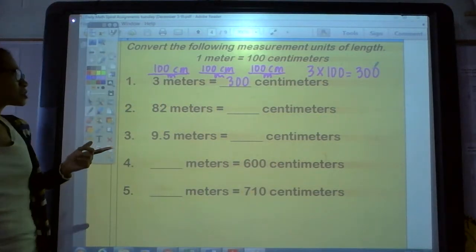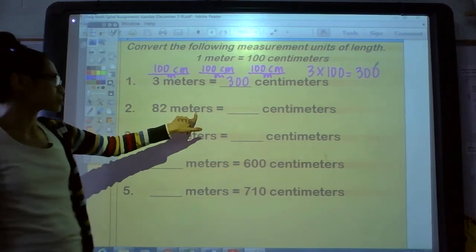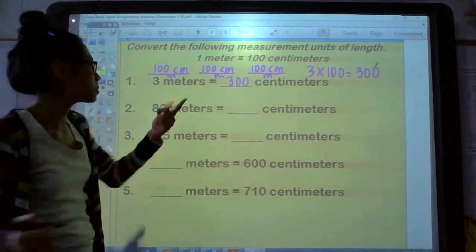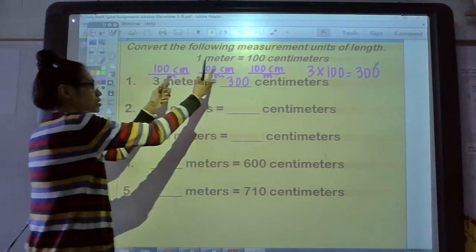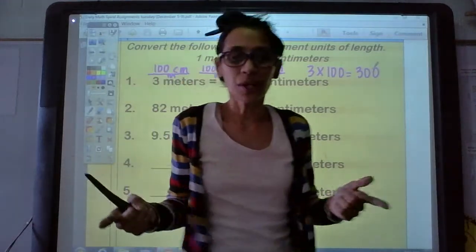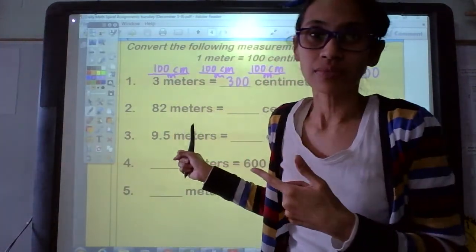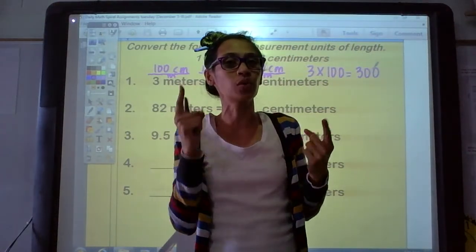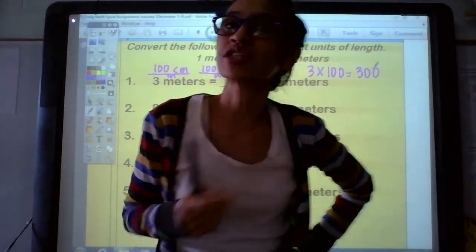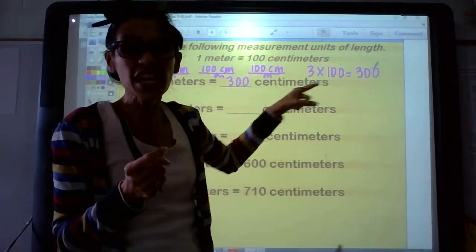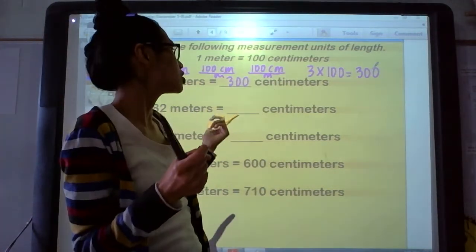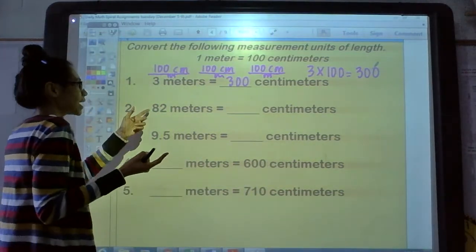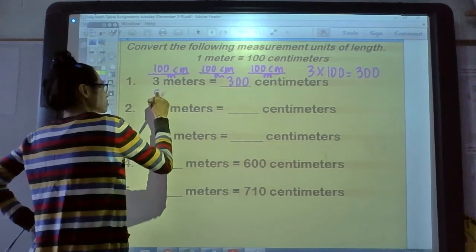Let's look at the next one. 82 meters equals how many centimeters? What we have to do is we could draw a picture, so we need to draw 82 of these. Raise your hand if you want to draw 82 of those. I don't. That's going to take too long. I think we need to find a more efficient way, a better way to do that. What do we have to do? We can multiply. We can multiply what? 82 times 100.